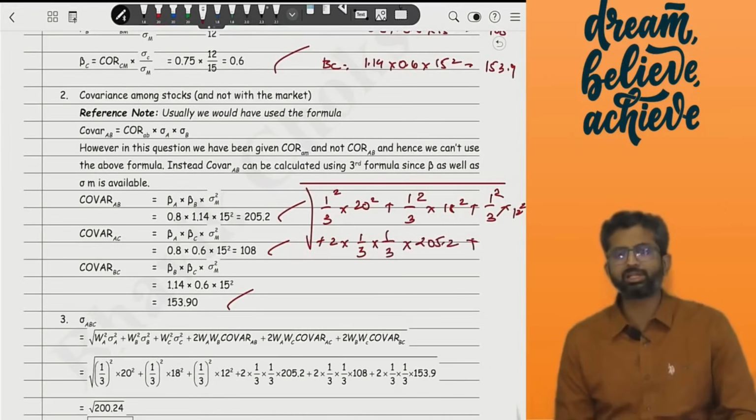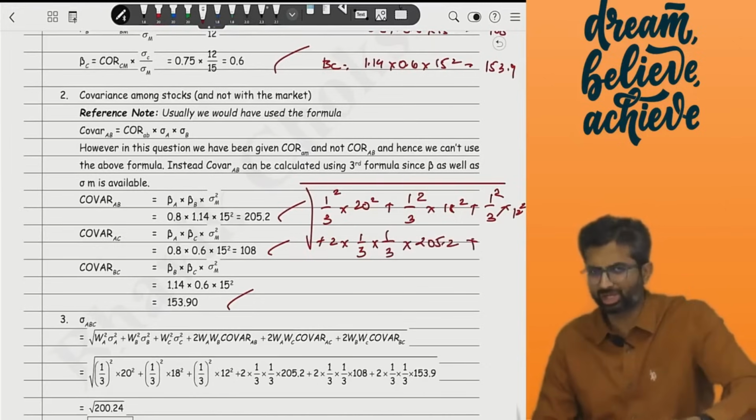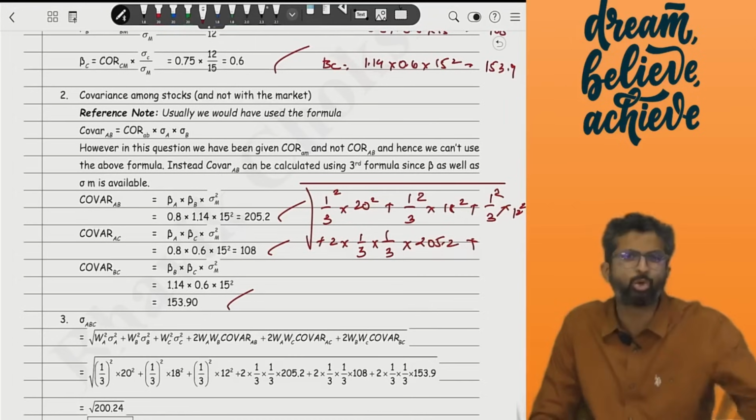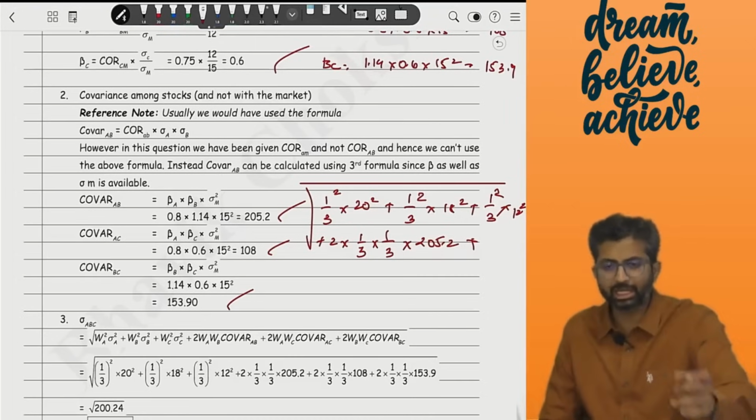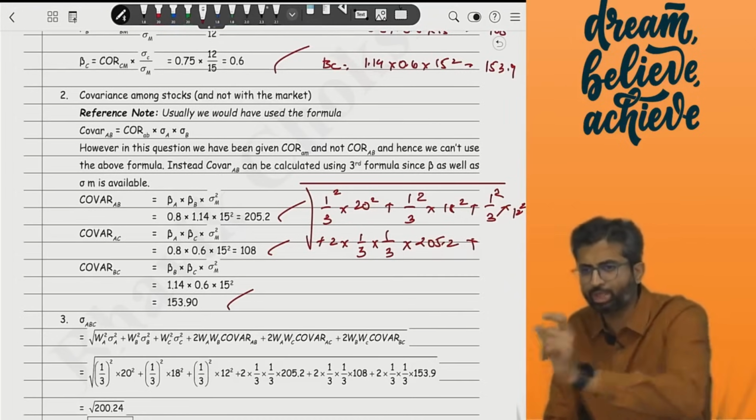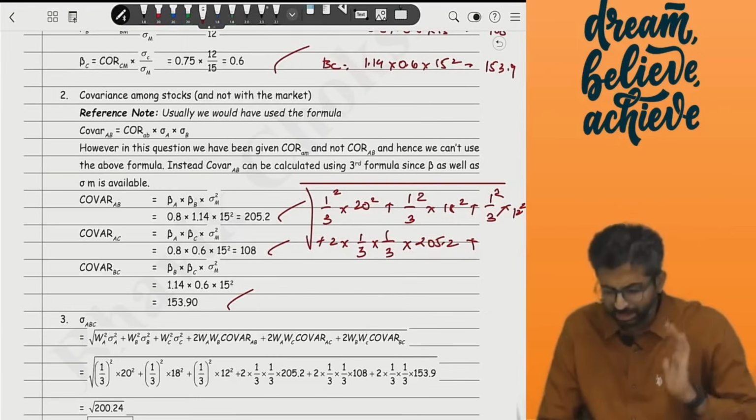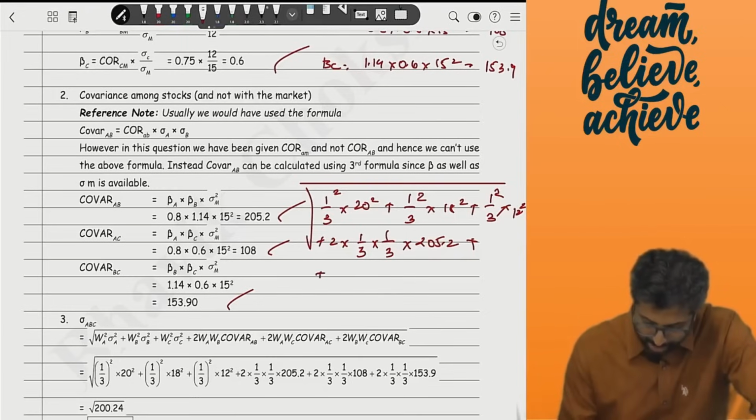Now typically we take standard deviation A, standard deviation B into correlation AB. I don't have correlation AB, but I have covariance AB. So I can directly take, instead of standard deviation A into standard deviation B into correlation AB, the covariance, plus 2 into again 1 by 3 into 1 by 3 into covariance AC, which is 108, plus 2 into 1 by 3 into 1 by 3 into covariance of BC, which is 153.9.